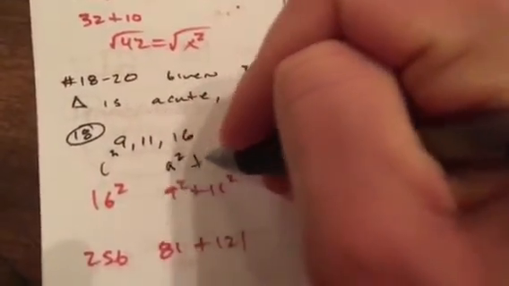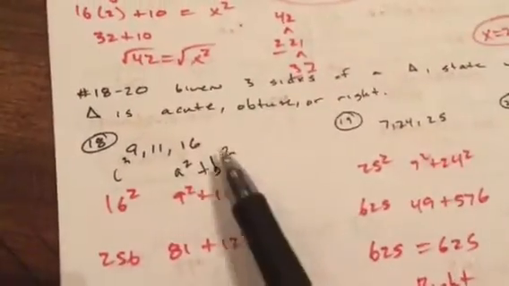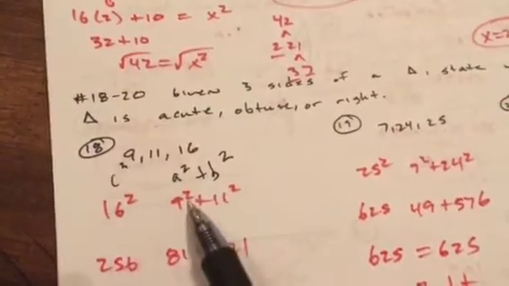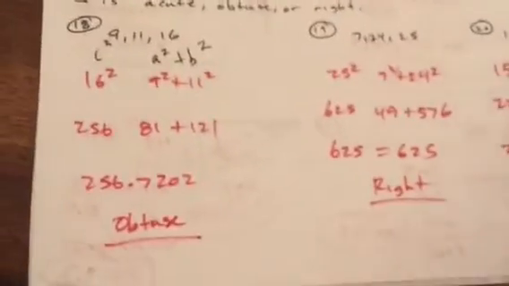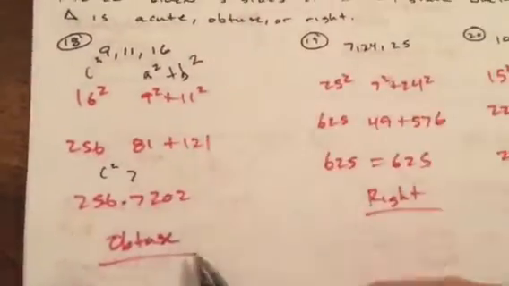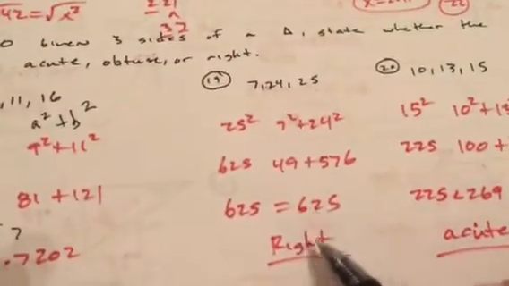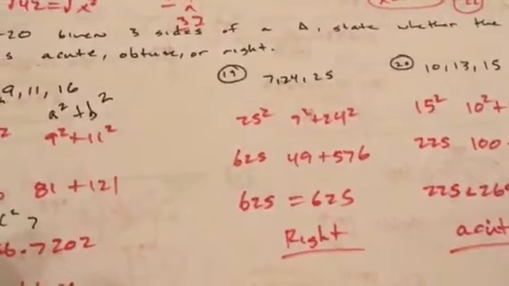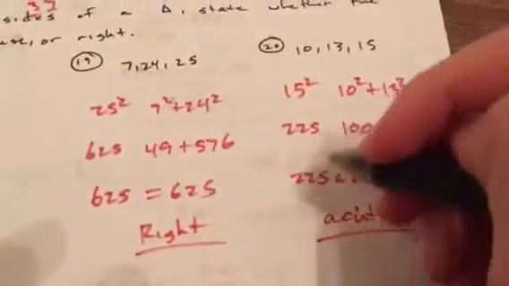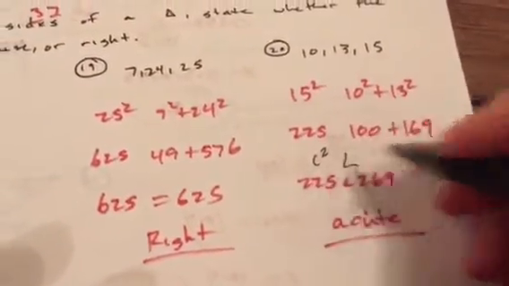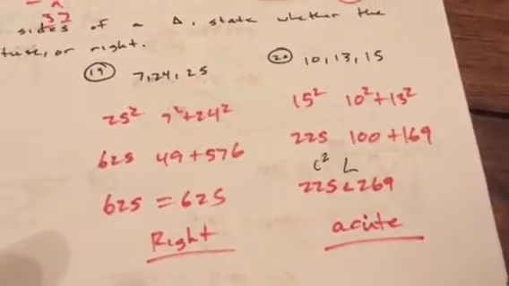This is a squared plus b squared. So take 16 and square it. Take 11 squared and 9 squared and add them together. Notice how c squared is bigger. So if c squared is bigger, it's obtuse. When they are exactly equal to each other, it is a right triangle. And when c squared is less than a squared plus b squared, it is acute.